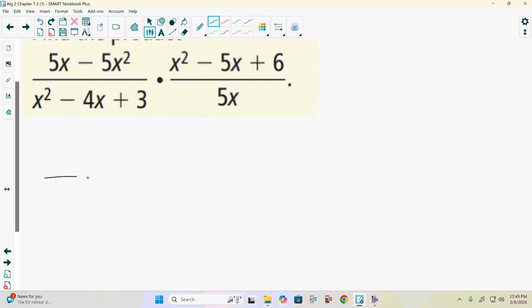Let's look at this one here next. So we're working on the product of these two rational expressions. And the first thing we need to do is factor each of the numerators and each of the denominators as far as possible. Then we'll multiply them together and go from there.